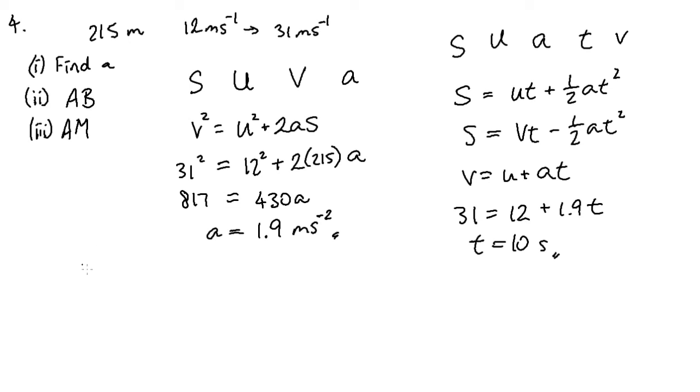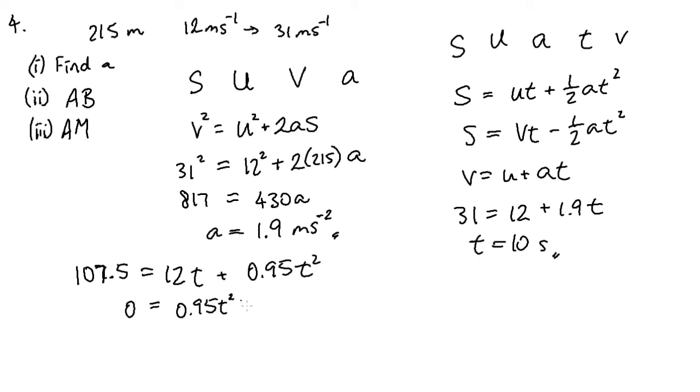AM is half of 215, so that will give me 107.5 equals UT, 12T plus half of 1.9, which is 0.95 T squared. And let's rearrange that so that we get 0.95 T squared plus 12T subtract 107.5 equals 0.